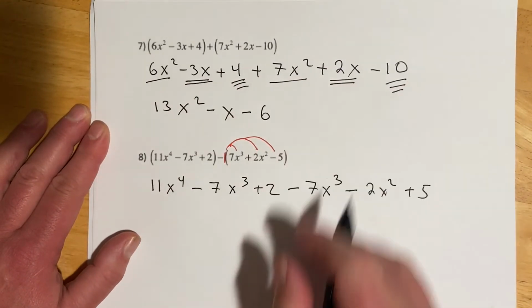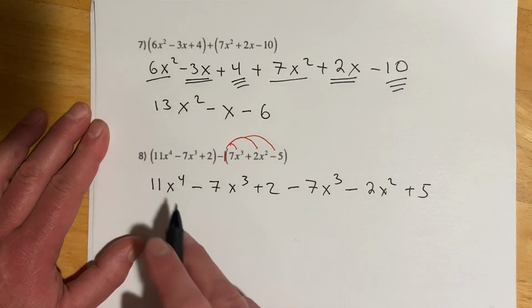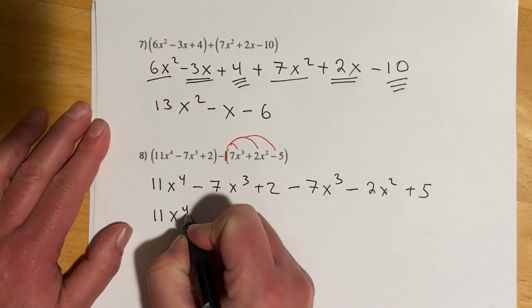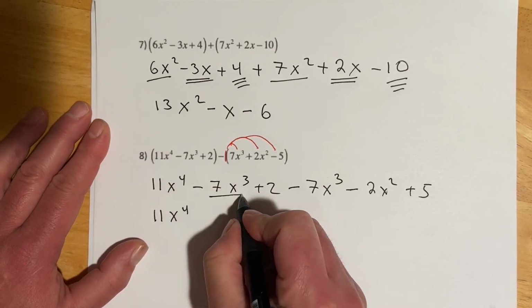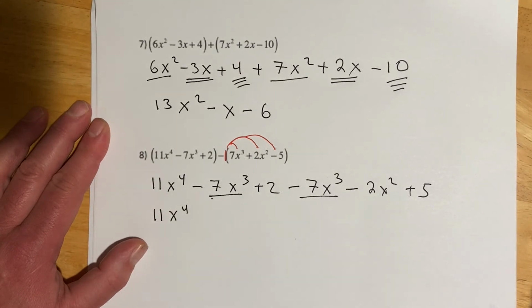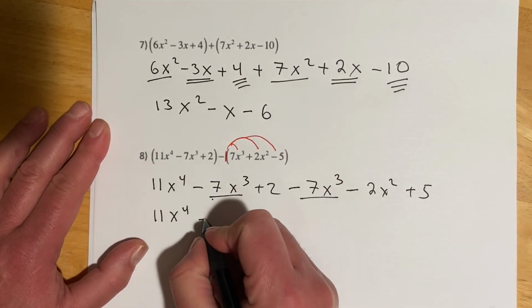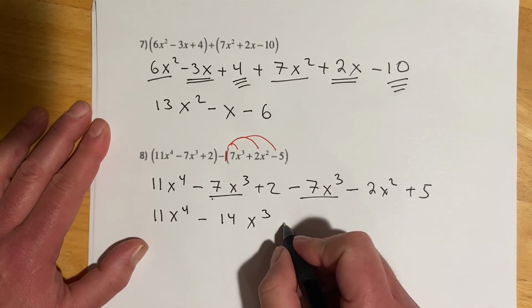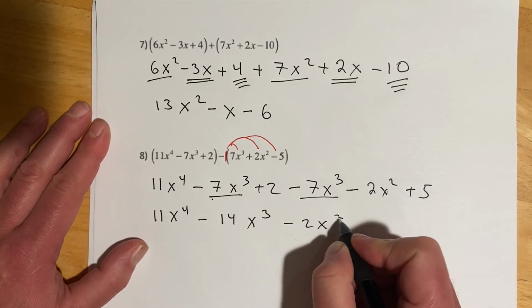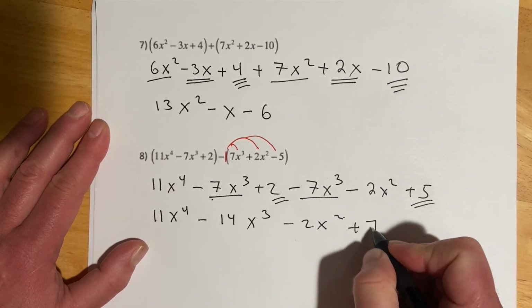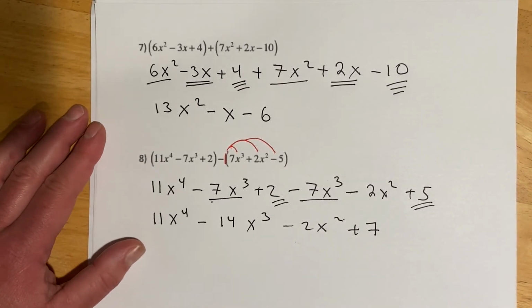And now we just go right back to collecting like terms like we did up here. X to the fourth is all by its lonesome, so it will just stay the 11x to the fourth. Here we have minus 7x cubed minus another 7x cubed, so that's going farther into the hole, so that's minus 14x cubed. Minus 2x squared would be next, just going in order. And then plus 2 plus 5 should give us a plus 7 right there.